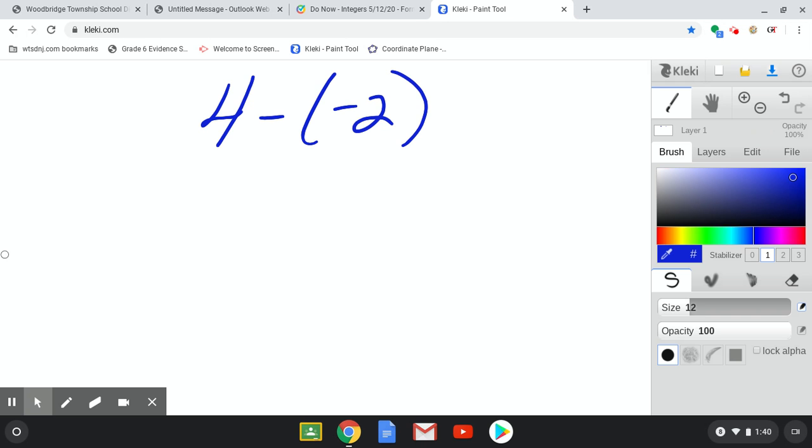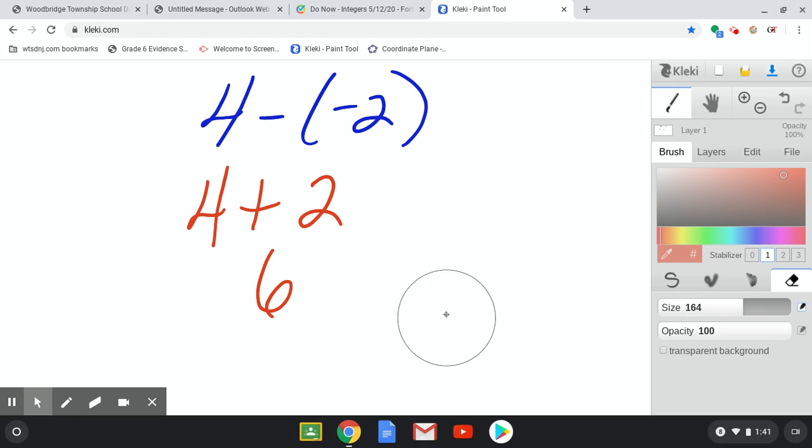So that means we are going to keep the sign of our first number. We're going to change the subtraction sign to addition. And we're going to change this -2 to +2. So we kept the +4. We changed the subtraction to an addition, and then we changed the -2 to a +2. So now we go back to the addition rules. Well, this one's pretty simple. 4 plus 2 is going to give us an answer of 6, right?